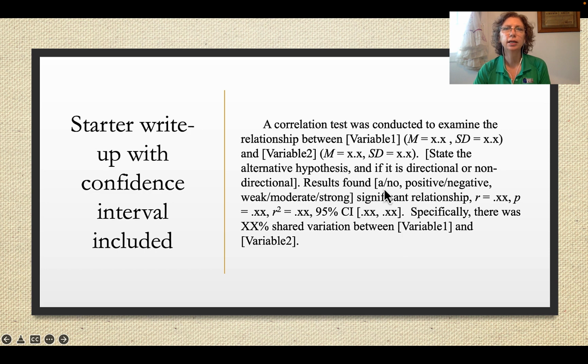Indicate if your results were positive, negative, weak, moderate, strong, significant or not, and provide the stats line. The stats line is the correlation coefficient, the p-value, the effect size, and the confidence interval. And then also give an interpretive statement.